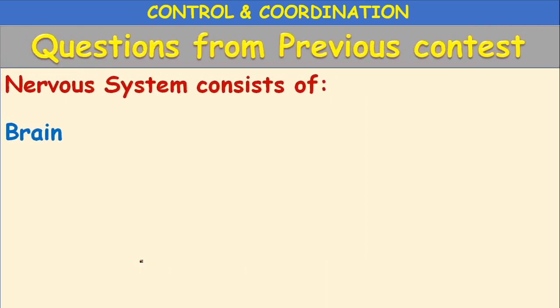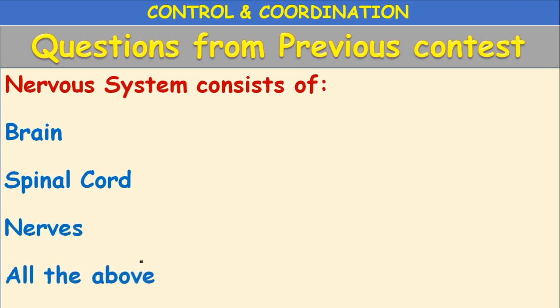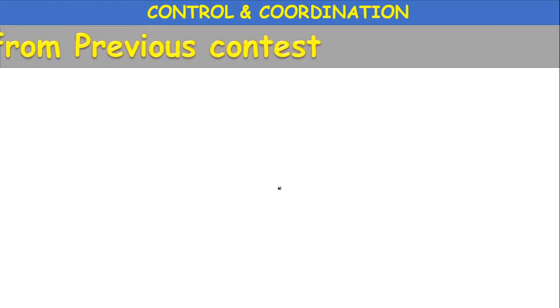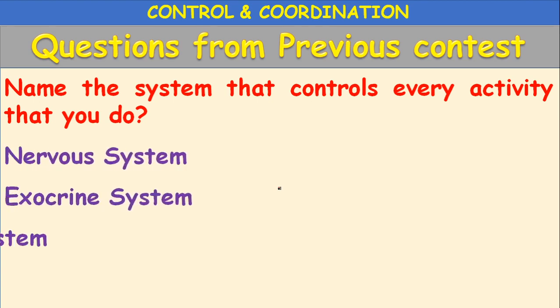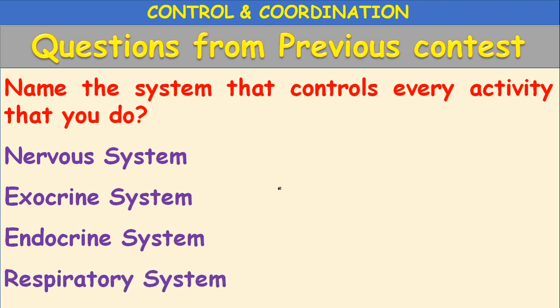The nervous system consists of brain, spinal cord, nerves, all of the above. So what is the composition of the nervous system? It consists of the brain, spinal cord and nerves. Next, name the system that controls every activity that you do. Nervous system, exocrine system, endocrine system, respiratory system. It is the nervous system which controls every activity that you do.